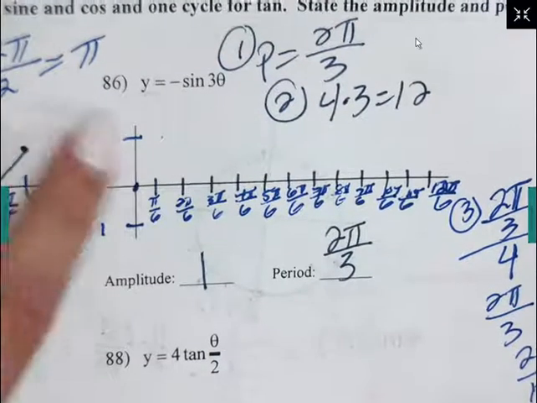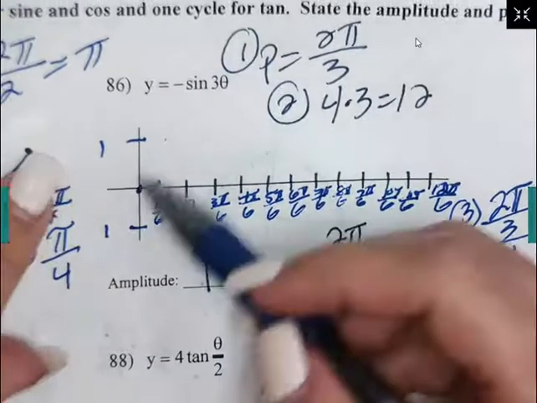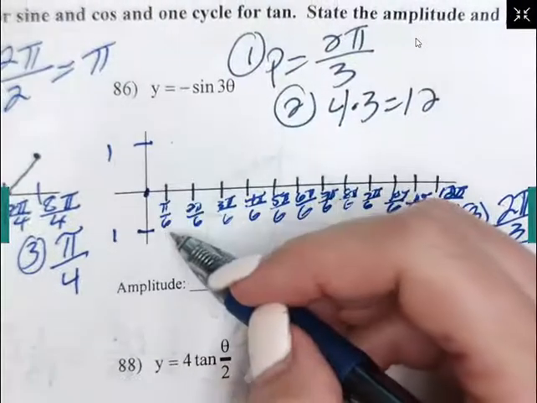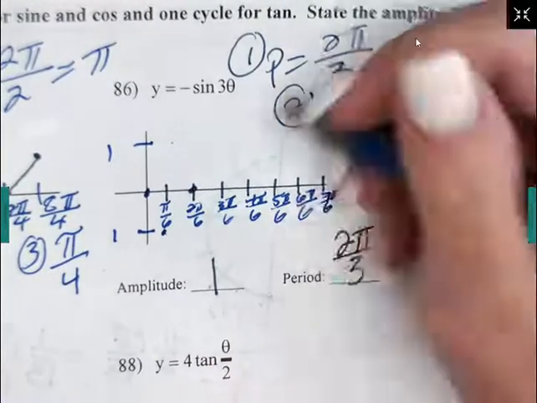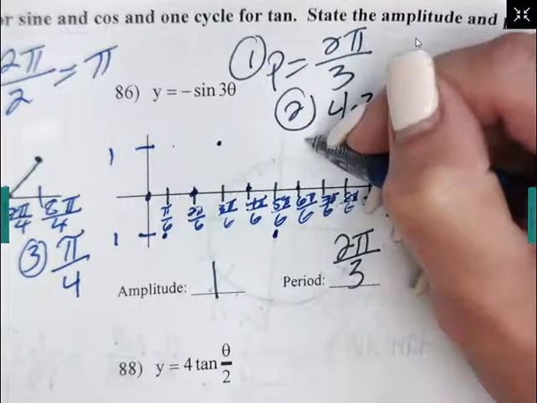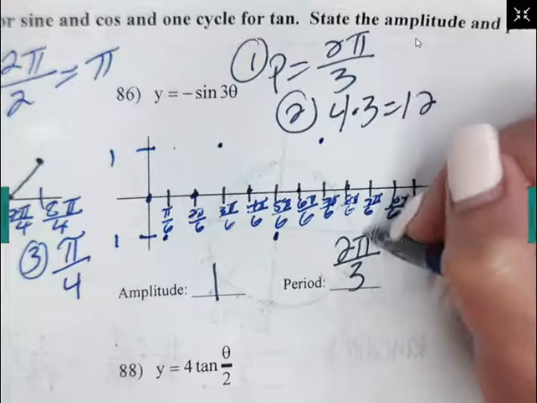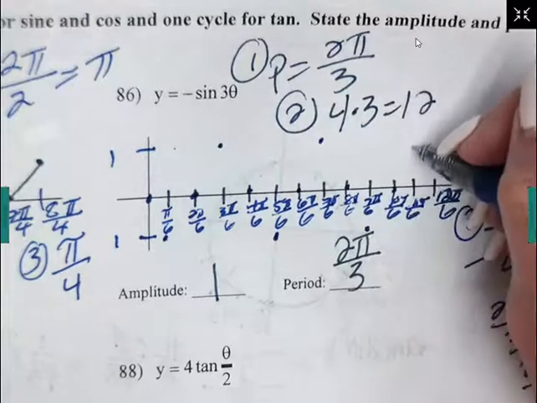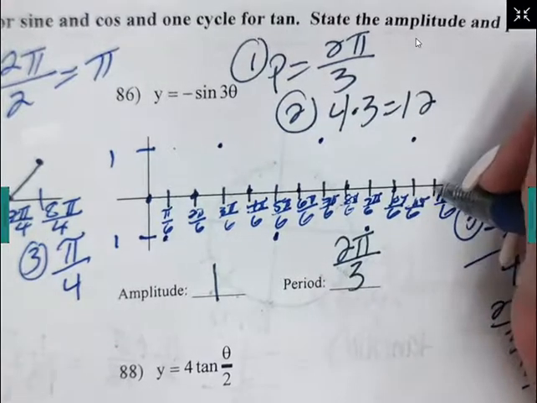Since it says negative out front, our graph, instead of going up, is going to start going down. So we're middle, down, middle, up. Middle, down, middle, up. And then middle.